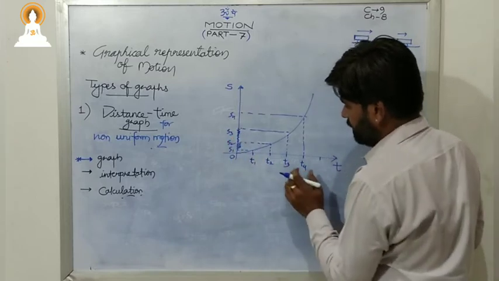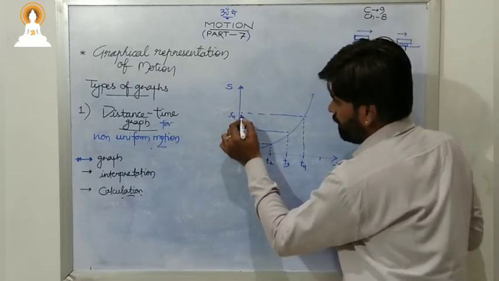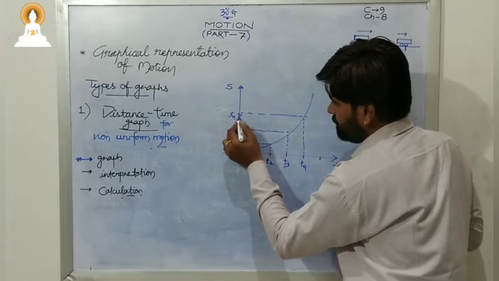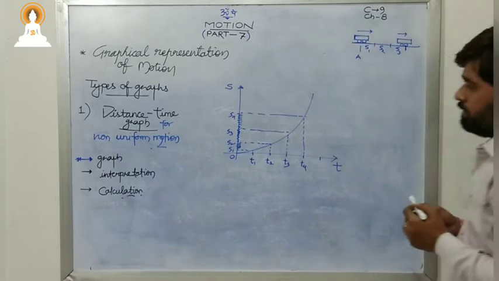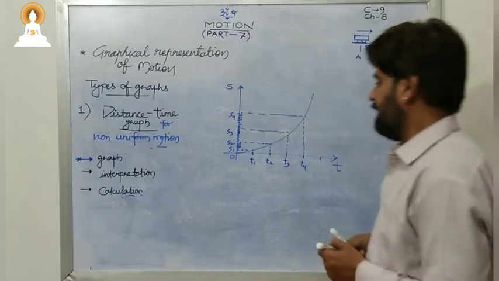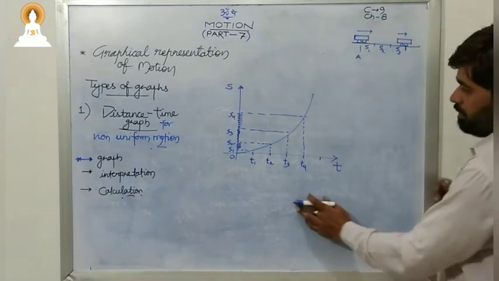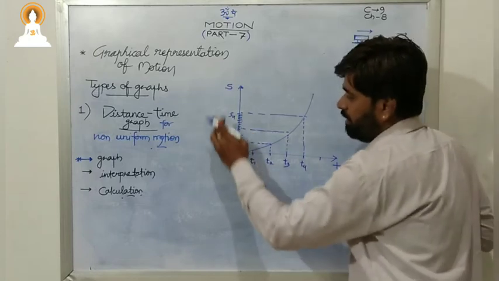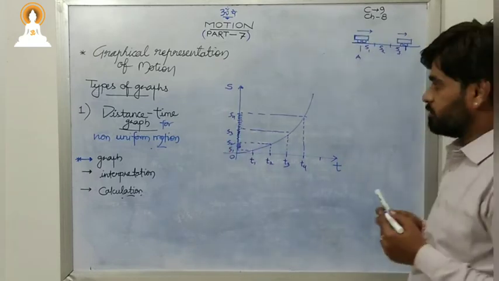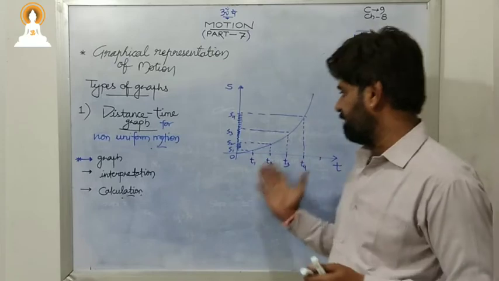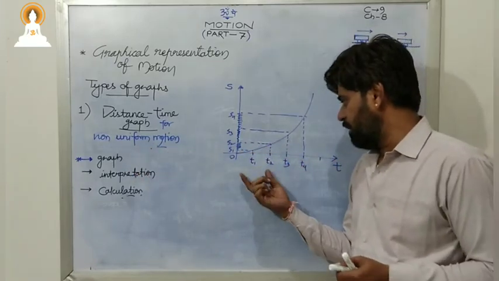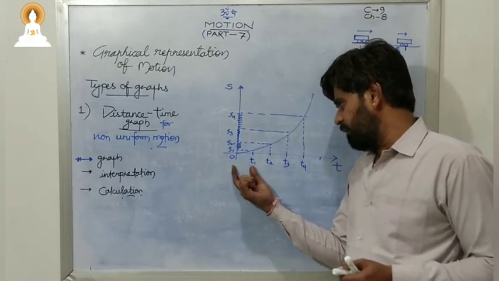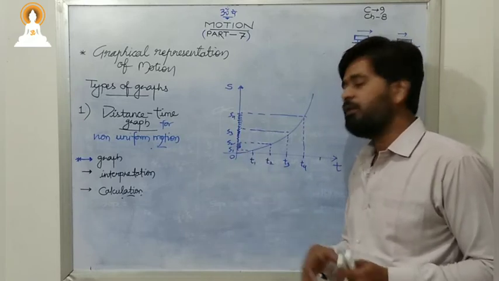Then T3 to T4 it is somewhat larger, larger than the previous one. So in this case we may say that in equal intervals of time we are covering unequal distances. Such a graph we will take as non-uniform motion, because in equal intervals of time we are not getting equal distances.